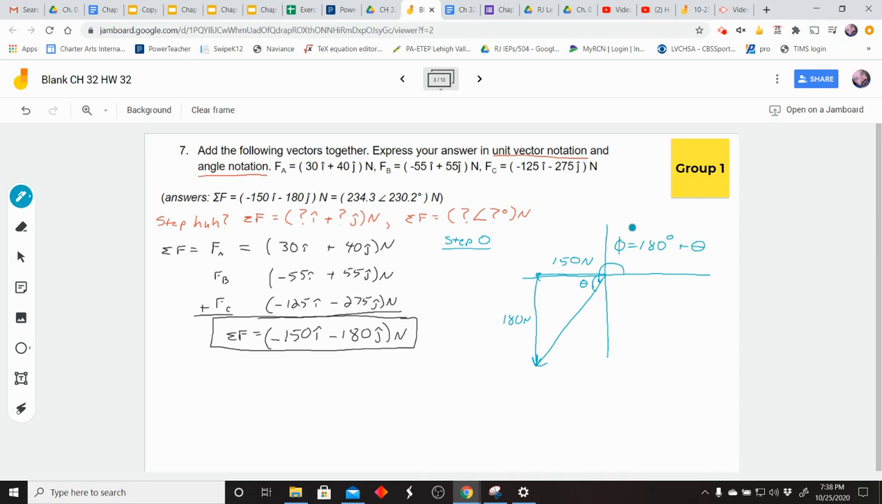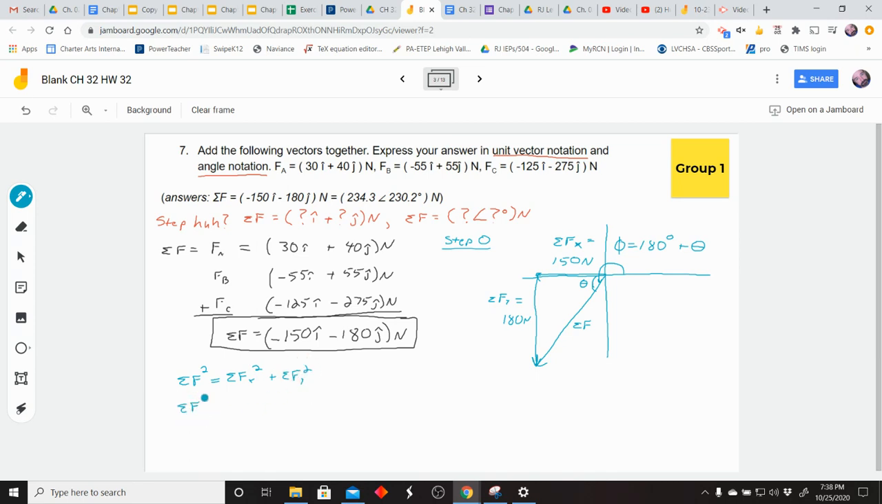All right, so how do we figure this out? So this is the i hat part. So what this really means is this is sigma F sub x. Make it clear that that's an x. This is sigma F sub y, and this is sigma F. All right, so we've got to do a little bit of Pythagoras here. This is the hypotenuse. So sigma F squared, so I'm writing this as c squared equals a squared plus b squared, is going to equal sigma F sub x squared plus sigma F sub y squared.